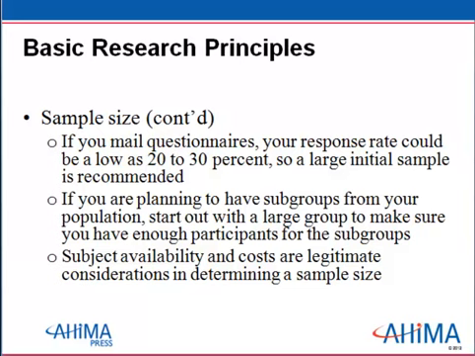Questionnaires that are mailed can have a response rate as low as 20 to 30%, so a large initial sample is recommended. When you're planning to have subgroups from a study population, begin with a large group and make sure you have enough participants to make subgroups. Subject availability and costs have to be considered in determining your sample size.